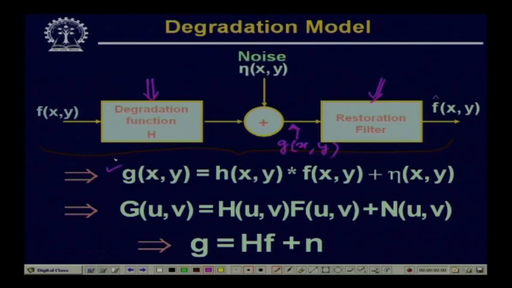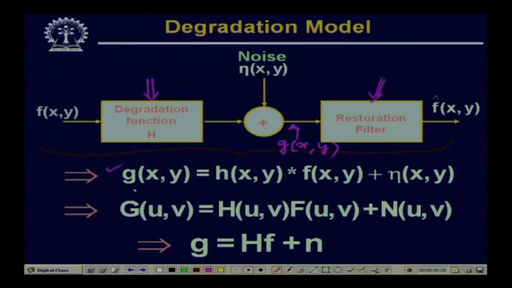So, here f(x,y), that is the original image, and the degradation function h(x,y), they are specified in the spatial domain. So, in the spatial domain, the original image f(x,y) is convolved with the degradation function h(x,y), and then a random noise eta(x,y) is added to that to give you the observed image, which in this case we are calling g(x,y).